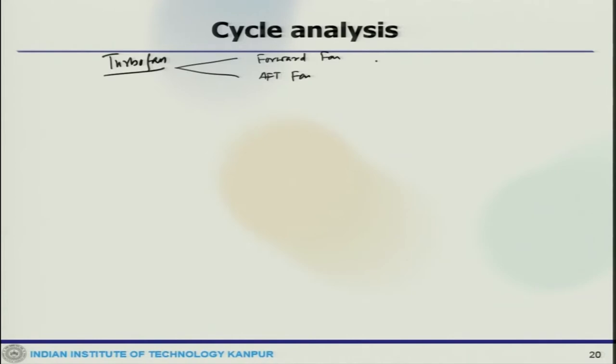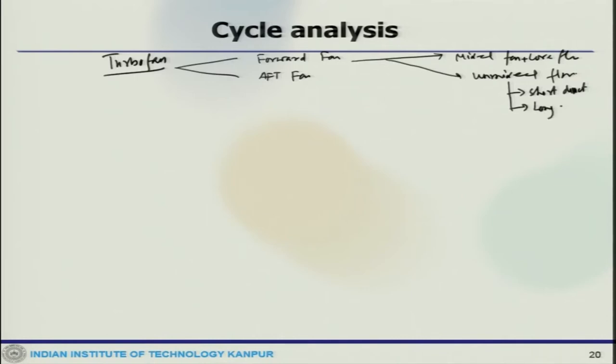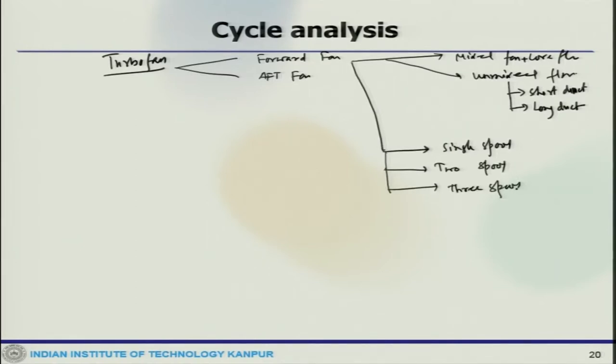The forward fan can be taken again into different ways: mixed fan plus core flow, or unmixed flow. If it is unmixed, again it could have a short duct or a long duct. Then again, for the forward fan there is another branching: it could be single spool, then two spool, then three spool also.